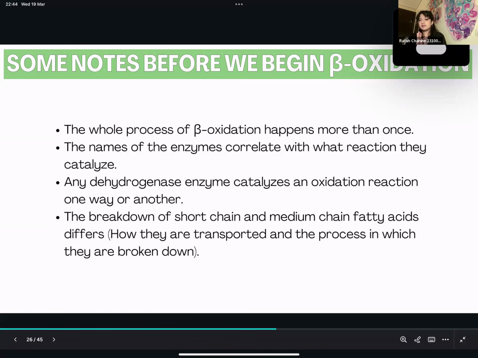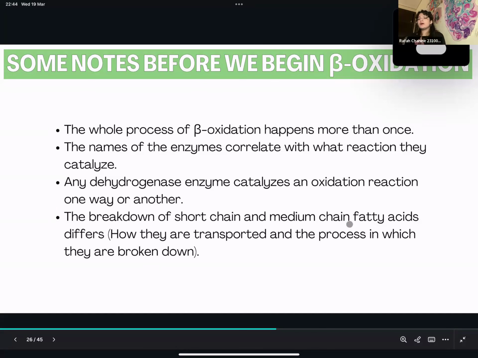Okay, then the names of the enzymes that we're going to talk about in beta oxidation correlate with what reaction they catalyze. And we already kind of touched upon this back during glycerol metabolism, because I told you in a kinase, we're using ATP to phosphorylate, and a dehydrogenase is for oxidizing. So the best way to understand beta oxidation, in my opinion, is to understand how each enzyme works, okay? And then the last point is about the breakdown of short chain and medium chain fatty acids and how it is different, and we're going to see exactly how that happens later on.